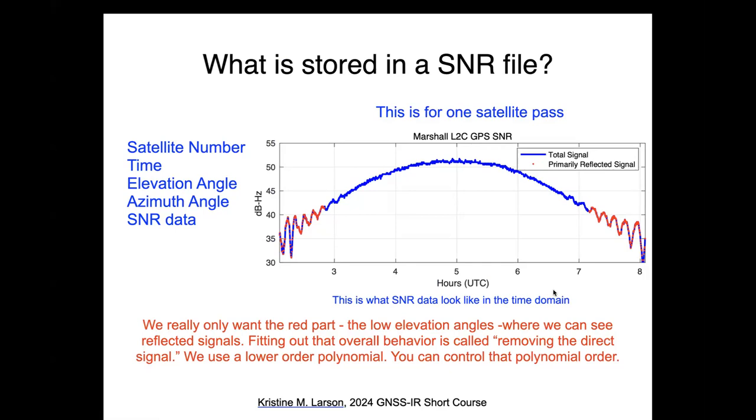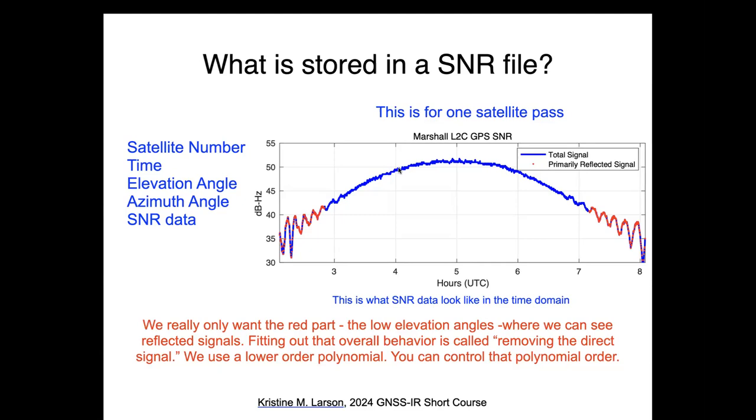Remember how Felipe explained to you as the elevation angle of a satellite rises, these oscillations are getting smaller and smaller. And ultimately, I'm not going to be able to see much about the surface. So what I store in the SNR file are these red data, along with the satellite number, the time of the measurement, the elevation angle, and the azimuth angle. And then the SNR data is the actual dB-Hz. So this is what SNR data look like in time domain. It's pretty similar to that earlier example I gave you for the high tide, low tide. But in that case, of course, I'd taken out this big polynomial.